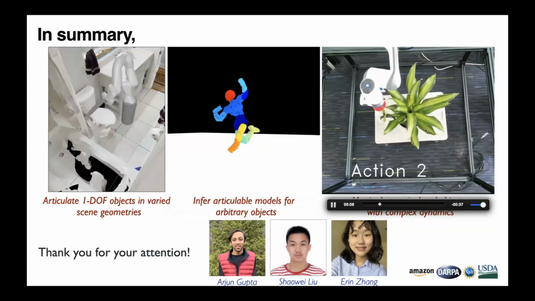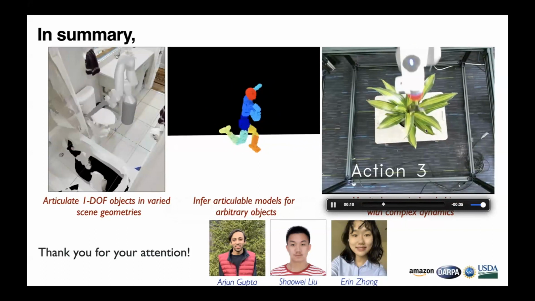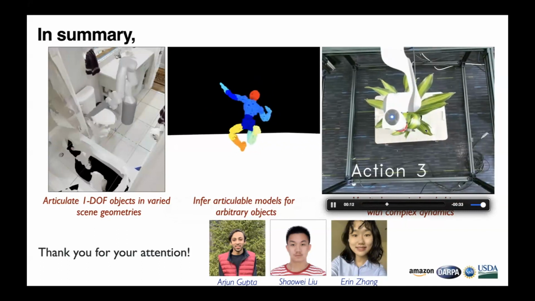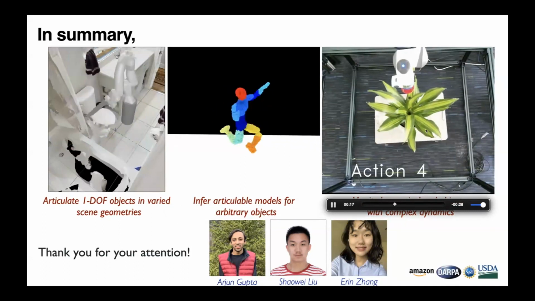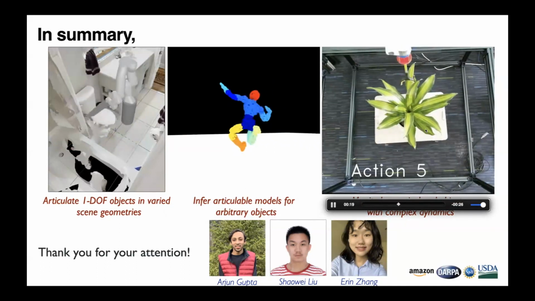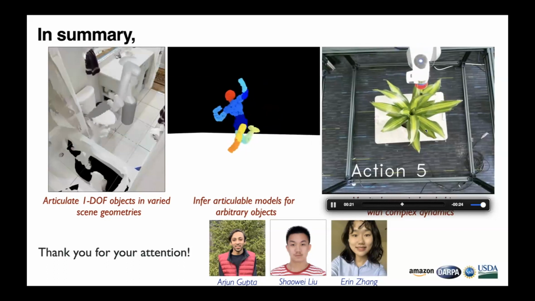Yes. Thanks for the talk. And for the third part, I'm wondering if you plan to include more complex actions apart from approach. Yeah. I'm also curious about whether more complex actions would actually destroy your plants.